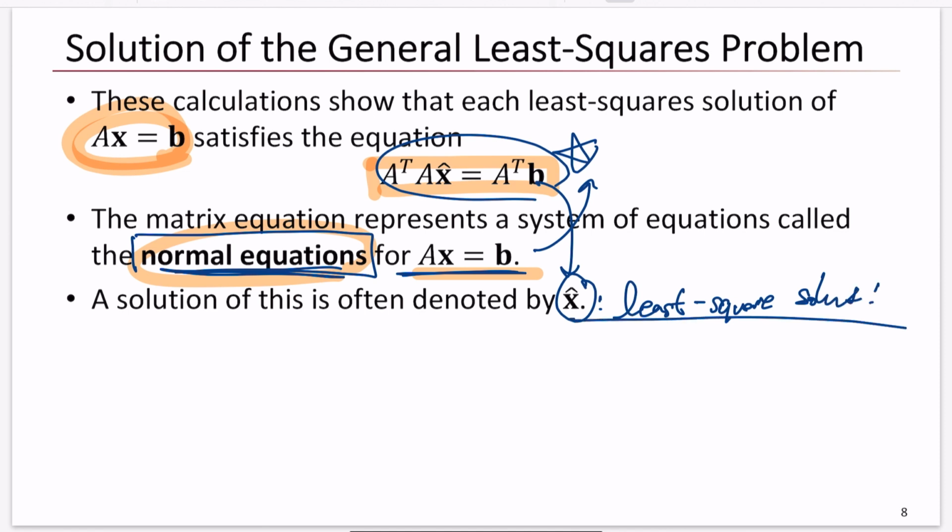Even though your system doesn't have any solution, you can find the approximate solution x hat from this normal equation. That's it. That's the very, very important theorem and property.